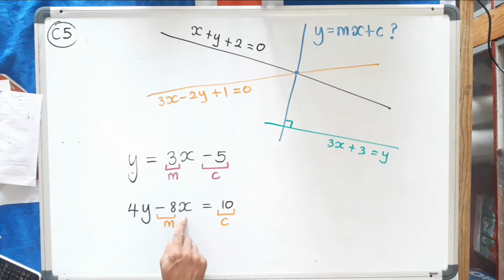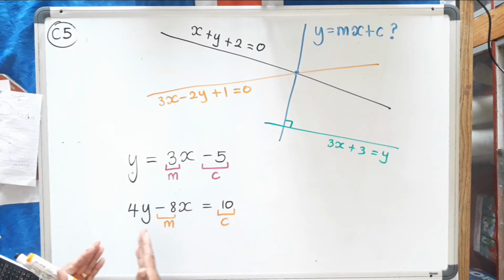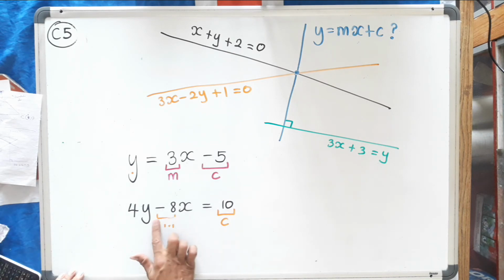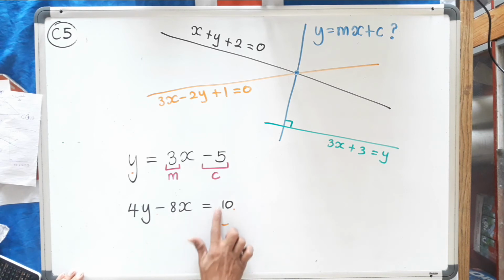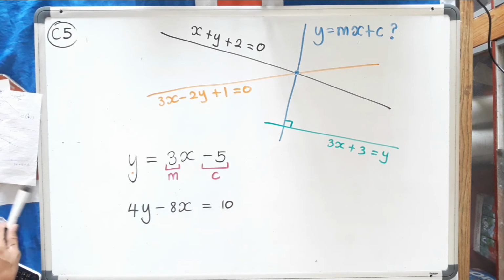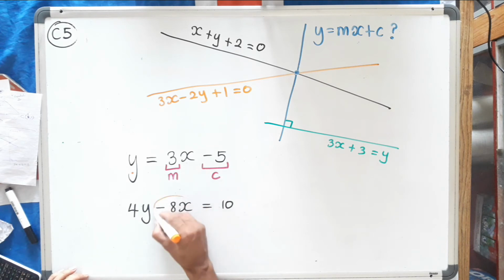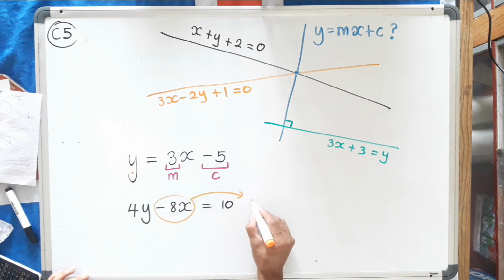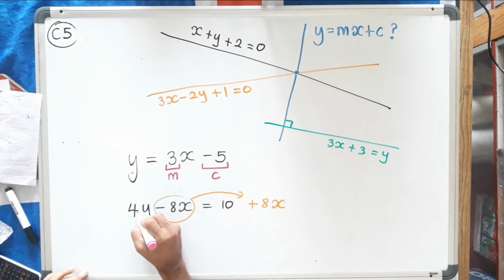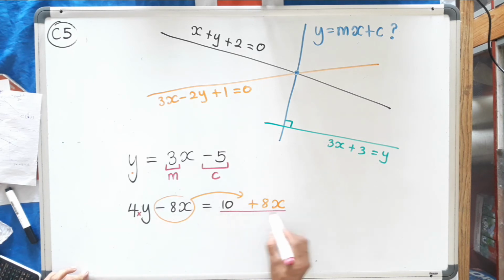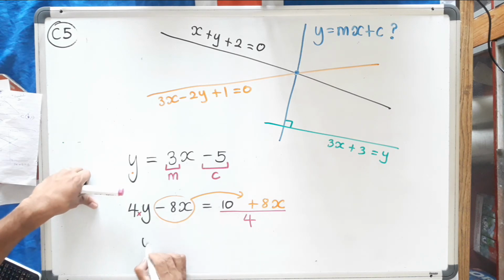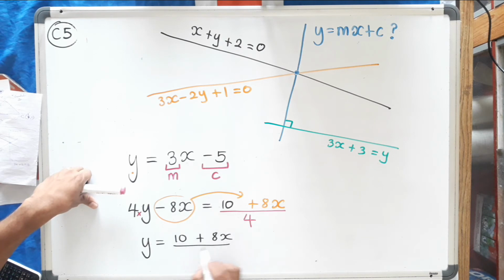4y minus 8x. For y to be the subject, y alone has to be on one side and everyone else has to be on the other side. So before I can tell you how much is m and c, I have a little bit of rearranging or transposing to do. So I'm going to throw across minus 8x to get positive 8x. And then the 4 is a multiply, so when I throw it across, I'm going to get a divide. So it's going to look like this now. y is equal to 10 plus 8x divided by 4.